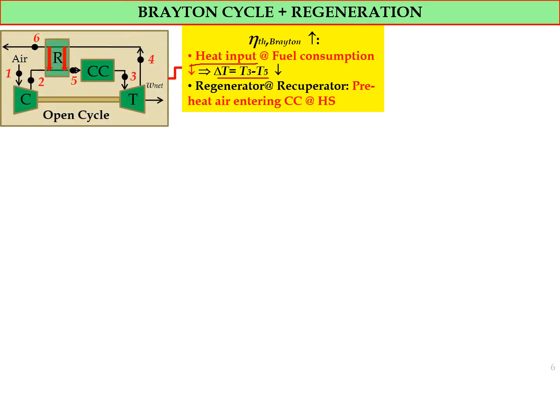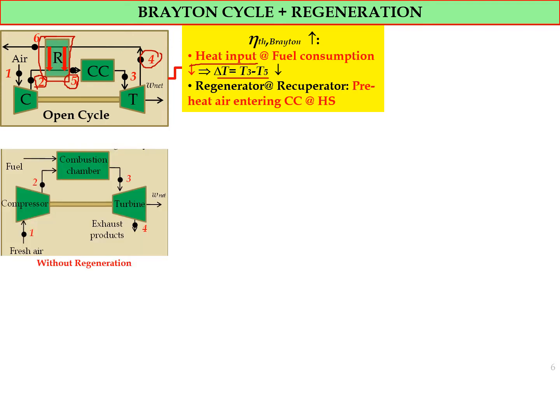So this is the actual diagram of the Brayton cycle with the open system without the assumption. As you can see here, we have the regenerator, which preheats the compressed air at state 2 using the exhaust air from the turbine at state 4. We change it into state 5 with a higher temperature, however at the same pressure.